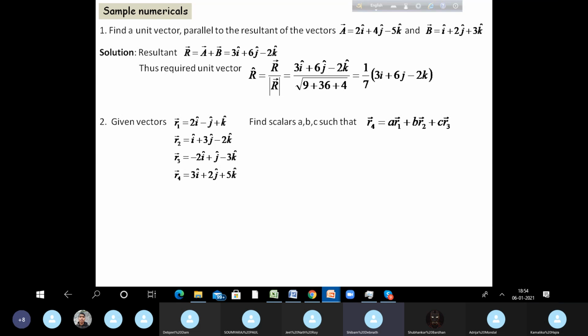Ma'am, A is equal to 0, B is equal to 1, and C is equal to -1. No. Should I give the solution now? Because we have only 6 minutes left for the class.